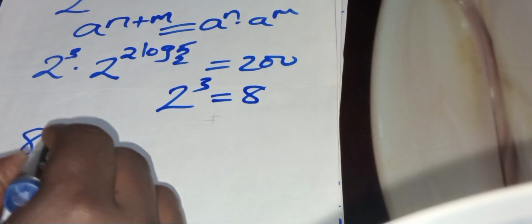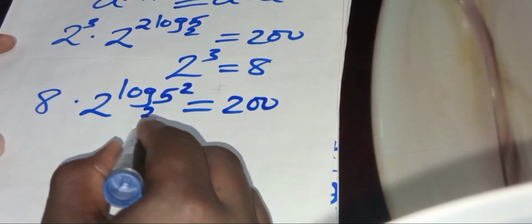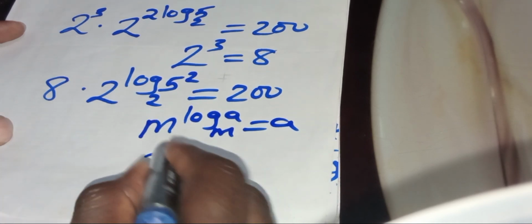Now 2 to power 3, this is the same thing as 8. So we have 8 multiplied by 2 to power 2 log 5 to base 2. We can express this as 2 to power log 5 to power 2 to base 2. As you can see, this is in the form of m to power log a to base m, which is equal to a. That means that 2 to power log 5 to power 2 to base 2 is the same thing as 5 to power 2.